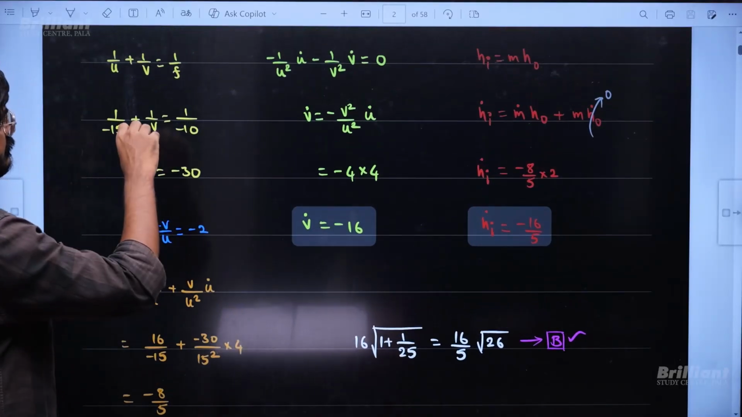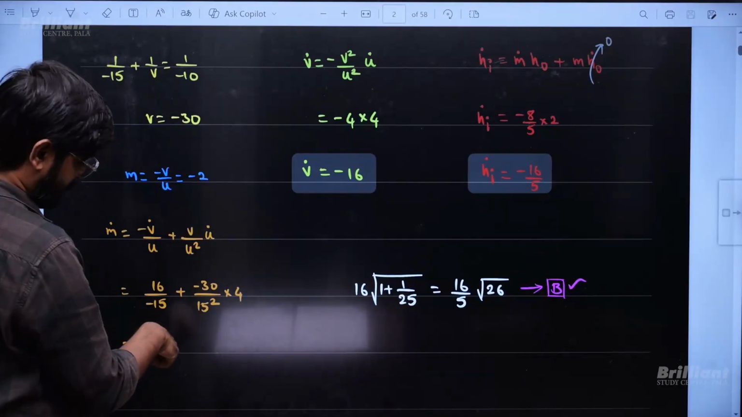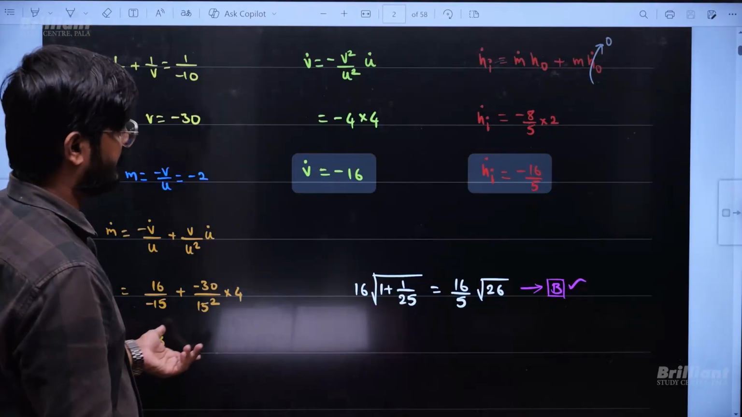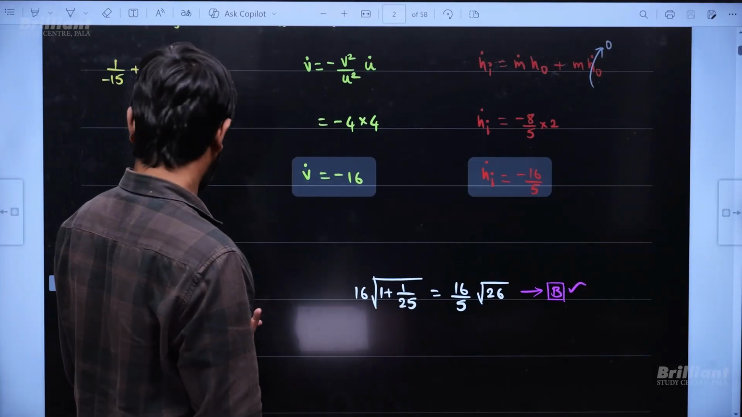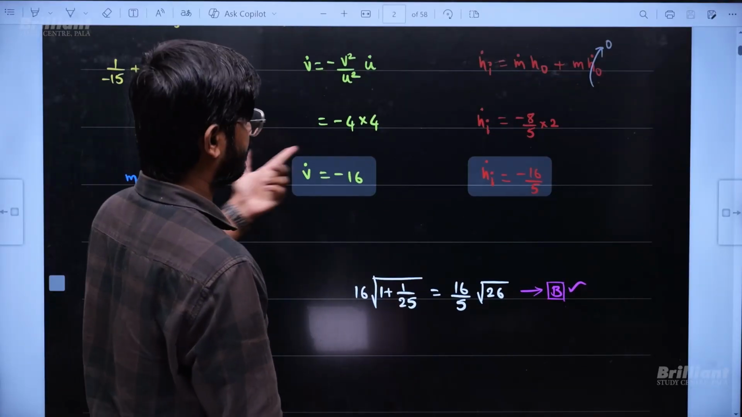The meaning is it is increasing at a rate 8 by 5, or at least the speed is going to be 8 by 5 in y-axis. Sorry, we found only m dash, right? Okay, we can substitute it back here.